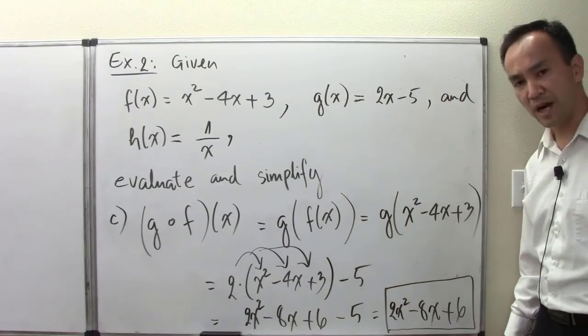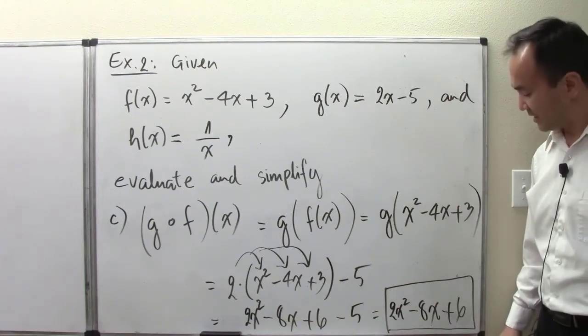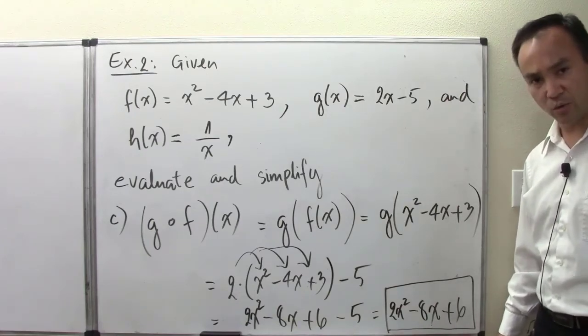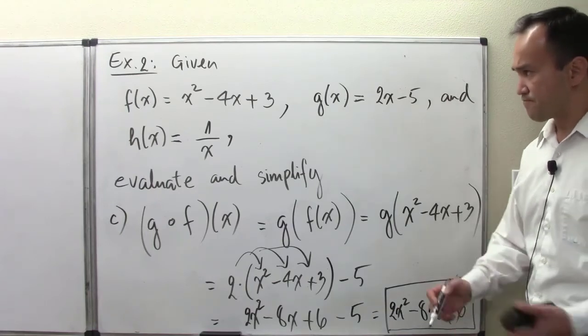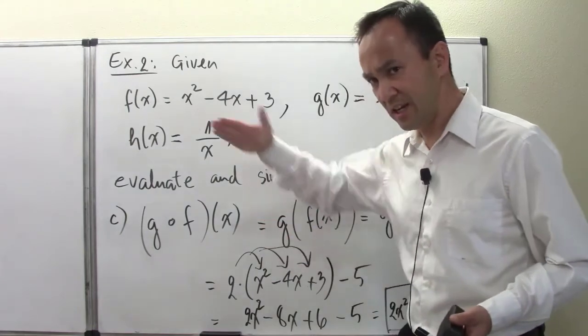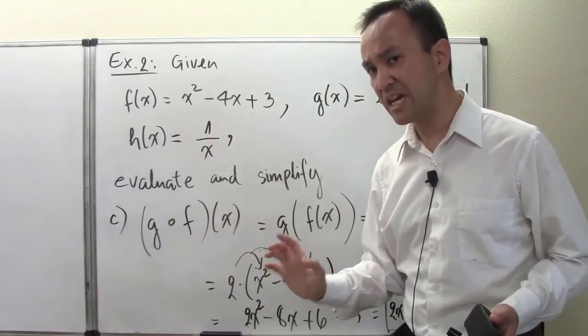2x squared minus 8x plus 6. All right, so that's how it works right there. And so now let's look at the same example right here. Let me bring up another problem right here.